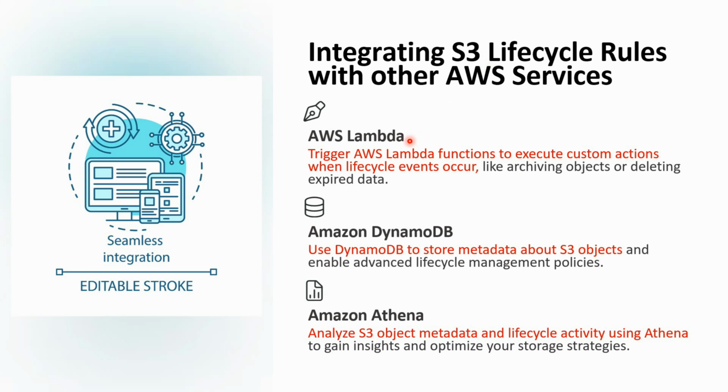For example, AWS Lambda, Amazon DynamoDB, Amazon Athena. We can trigger AWS Lambda functions to execute custom actions when lifecycle events occur, like archiving objects or deleting expired data. We can use DynamoDB to store metadata about S3 objects, and we can enable advanced lifecycle management policies. We can analyze S3 object metadata and lifecycle activity using Athena to gain insights and optimize your storage strategies.